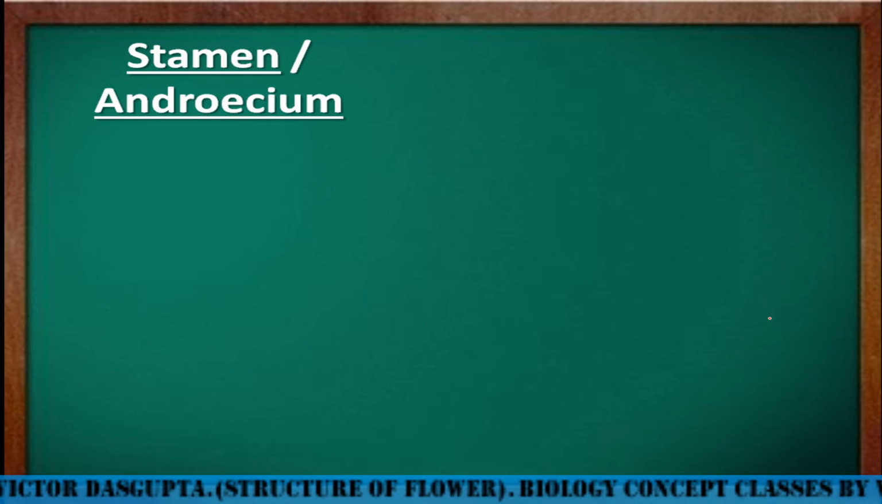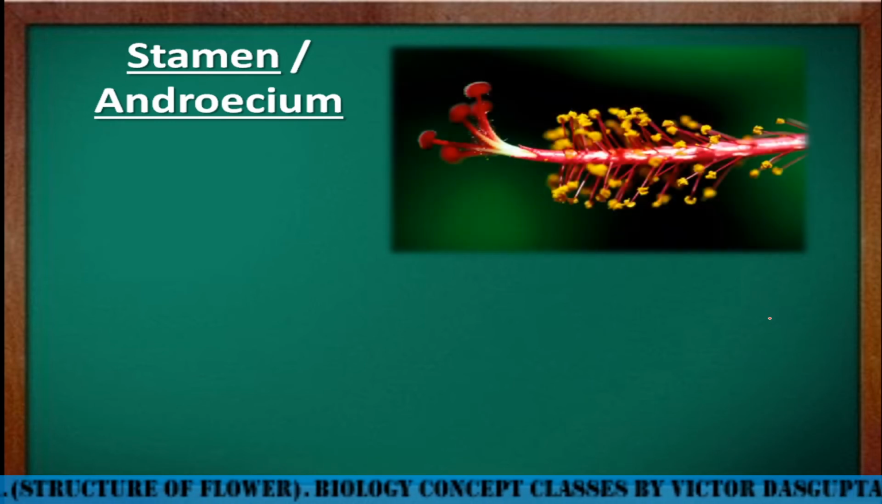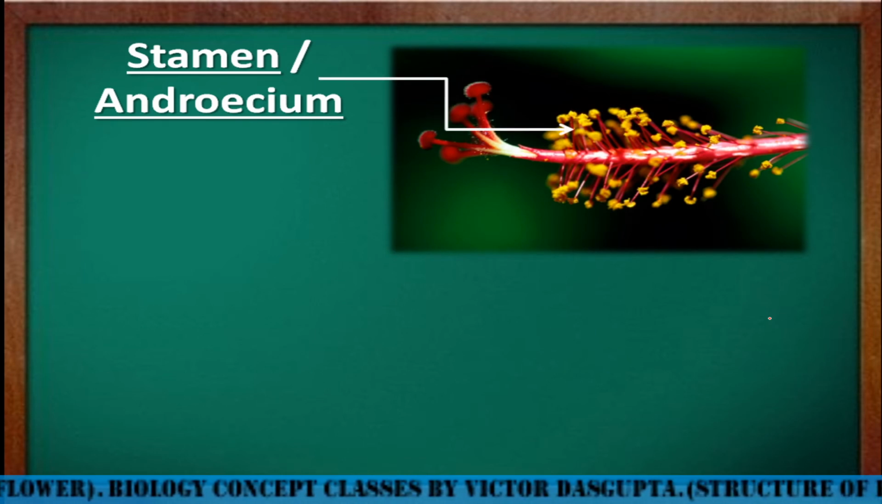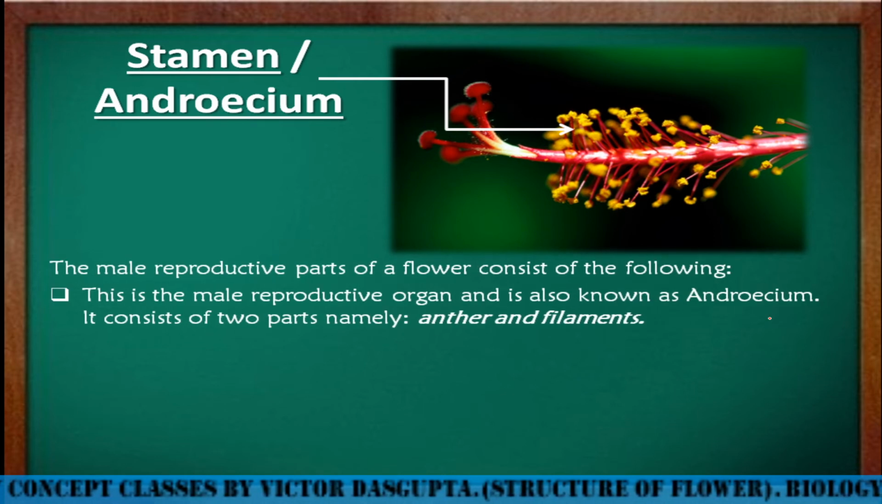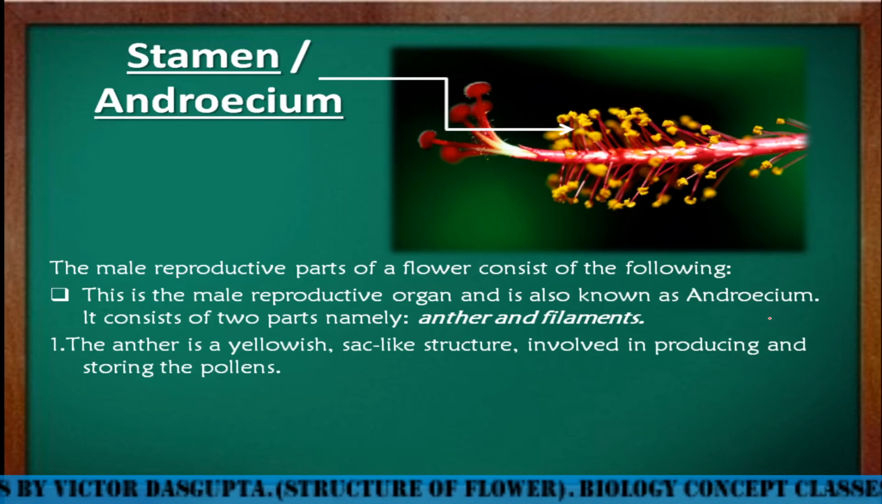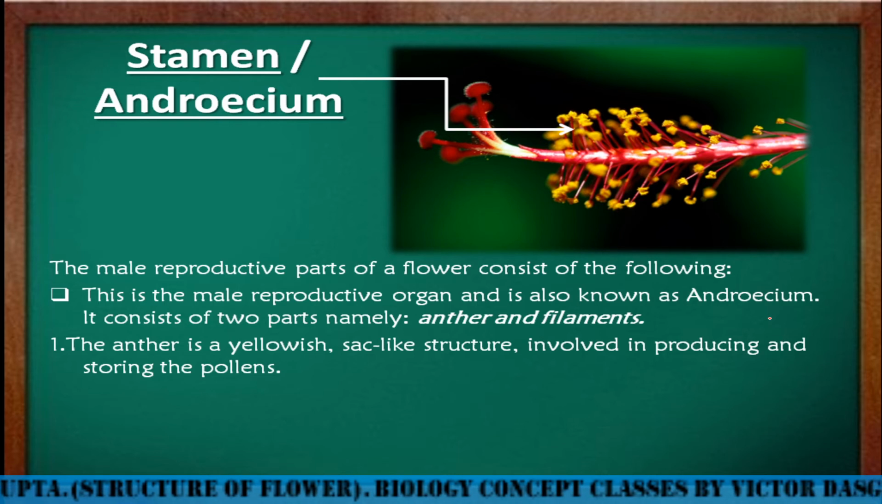The first reproductive part is the stamen or androecium. You can see in the hibiscus plant the yellow colored portions are these parts. The male reproductive parts of the flower consist of the following things: one is anther, one is filament. The yellow colored one is the anther and the red colored stick is the filament.